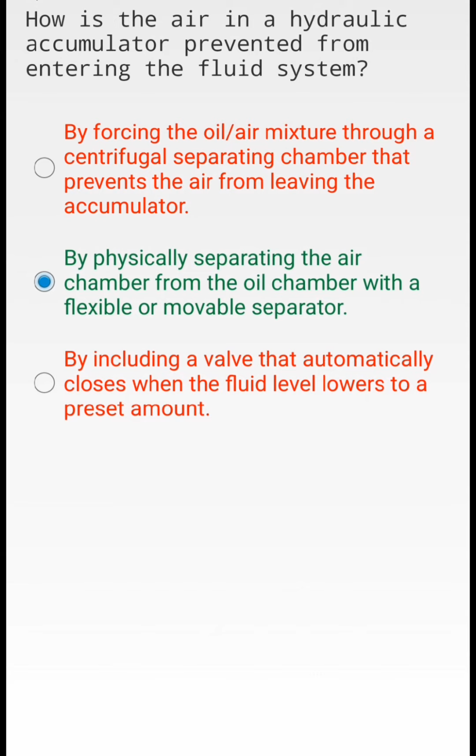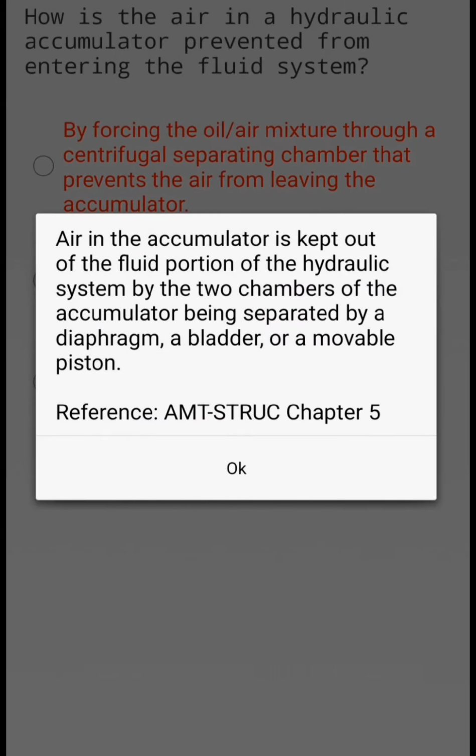How is the air in a hydraulic accumulator prevented from entering the fluid system? By physically separating the air chamber from the oil chamber with a flexible or movable separator. Air in the accumulator is kept out of the fluid portion of the hydraulic system by the two chambers of the accumulator being separated by a diaphragm, a bladder, or a movable piston.